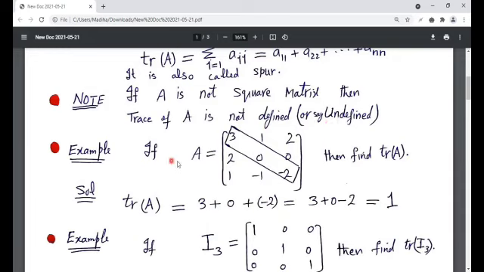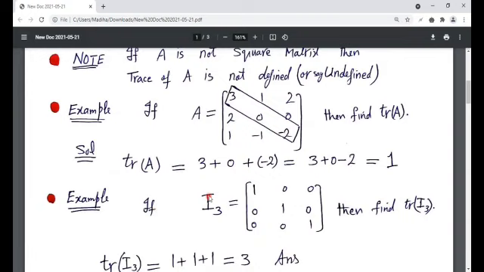For example, if A is equal to [3, 1, 2; 2, 0, 0; 1, -1, -2], a 3 cross 3 matrix, then find trace of A. Trace of A is equal to the sum of all the elements of the main diagonal, which are 3, 0, and minus 2, and their sum will be equal to 1.